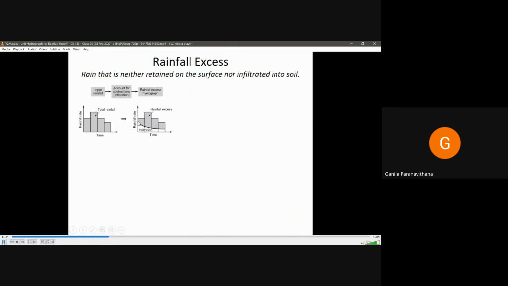Why does soil infiltration rate decline over time? Why is it getting lower? Jeffrey?